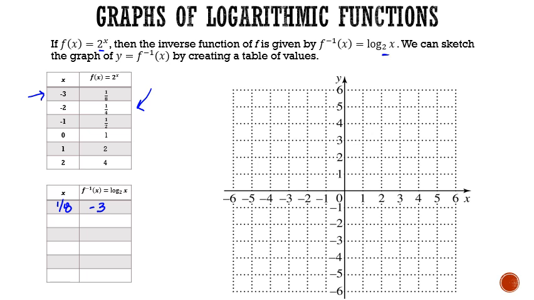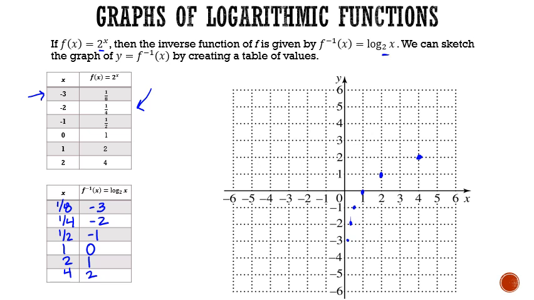So let's graph that. Okay, and then I have negative 2, 1/4, which becomes 1/4, negative 2. And then 1/2, negative 1. And then 1, 0. 2, 1. And 4, 2.